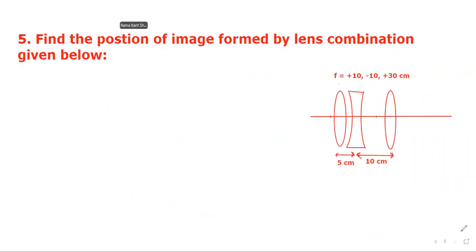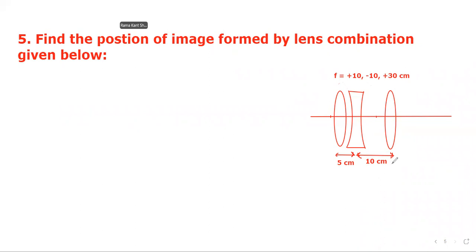Now let's take one more question. Find the position of the image formed by the lens combination given below. Here three lenses are there. First one has focal length plus 10, second one has focal length minus 10, and third one has focal length 30 centimeter, and separation between first and second is 5 centimeter, and that between second and third is 10 centimeter. So let's see the image formation.